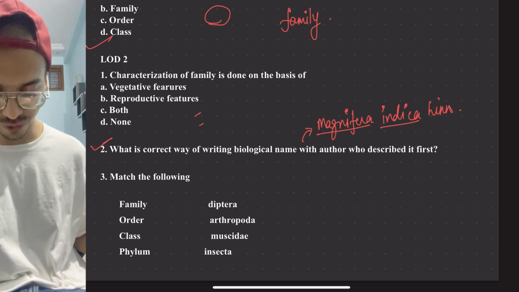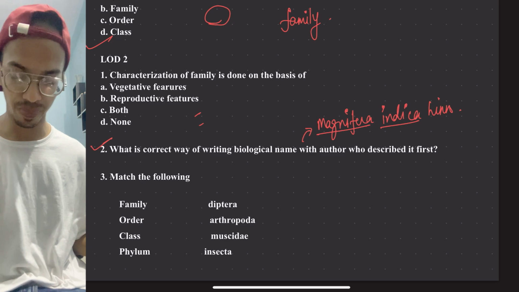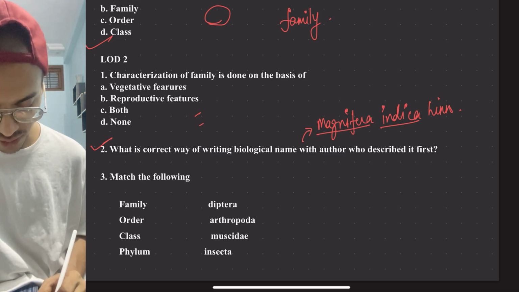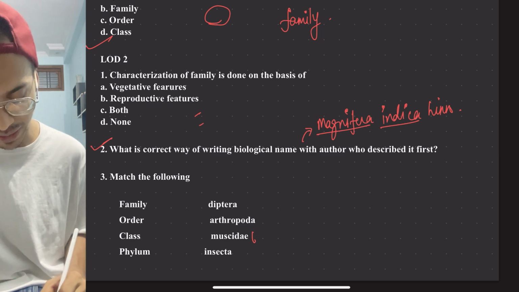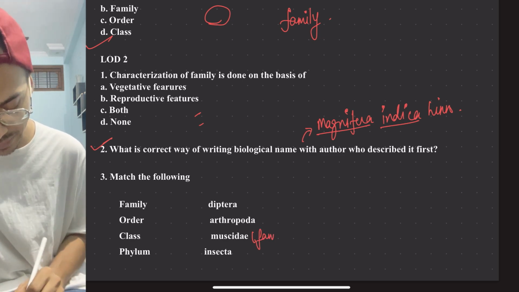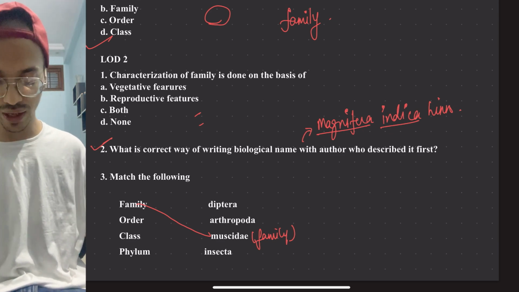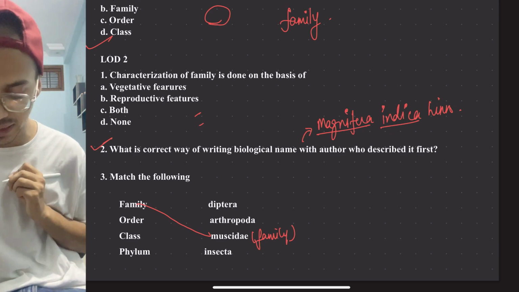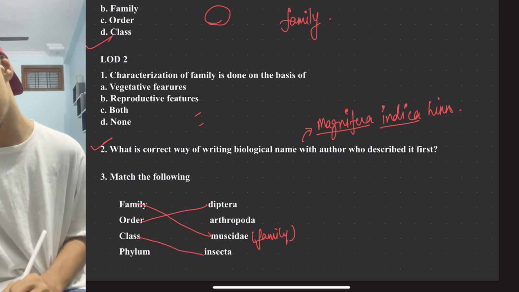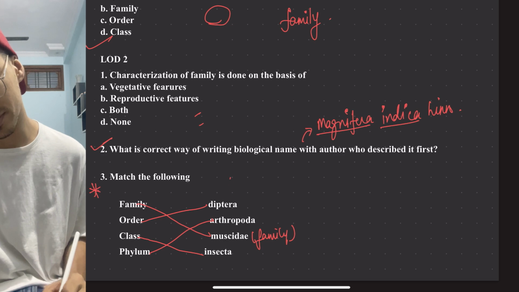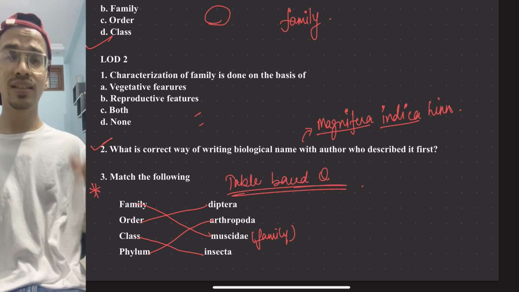Match the following: family, order, class, phylum. If you remember, they are talking about Musca domestica. So Muscidae, this is not Musca domestica, it is the next point, that is family. So this is family. Then after family we have order. Order goes with Diptera. Class goes with Insecta. Phylum goes with Arthropoda. So this is a table based question.